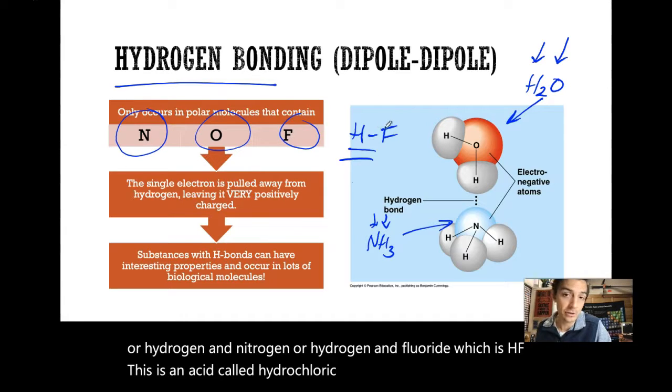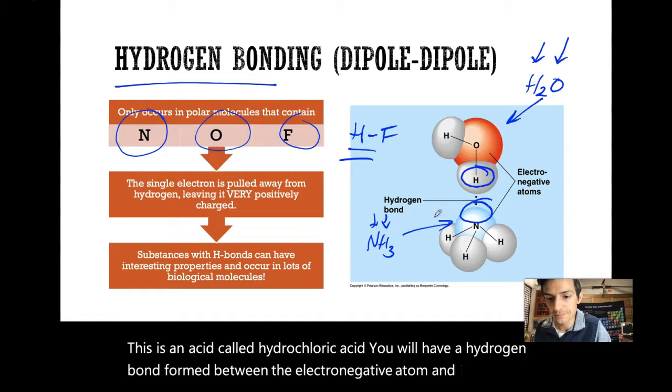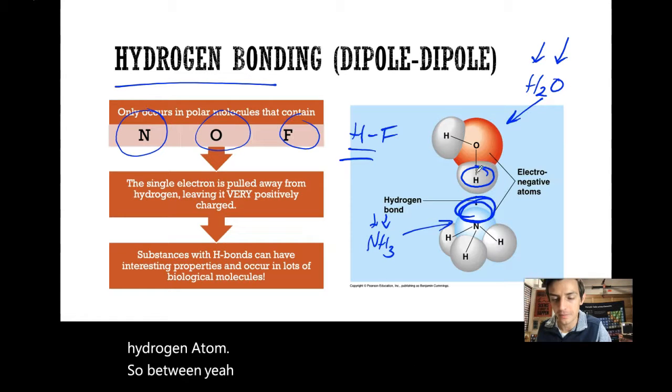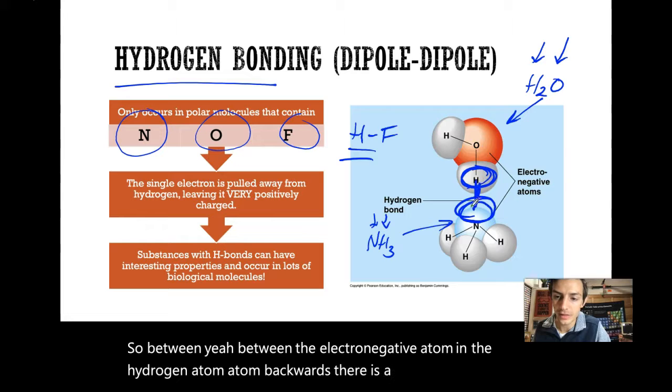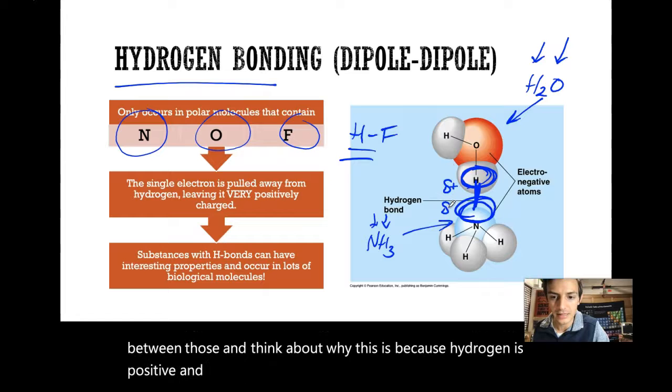you will have a hydrogen bond formed between the electronegative atom and the hydrogen atom. Between the electronegative atom and the hydrogen atom, I had them backwards there. There's a bond that will form between those. And think about why this is. It's because hydrogen is positive and the electronegative atom is negative, but it's an extreme difference.